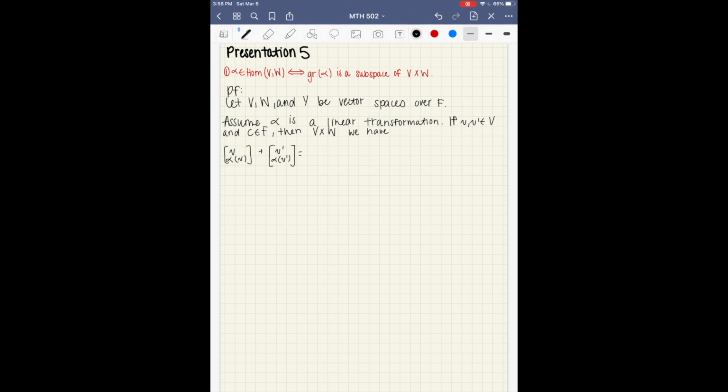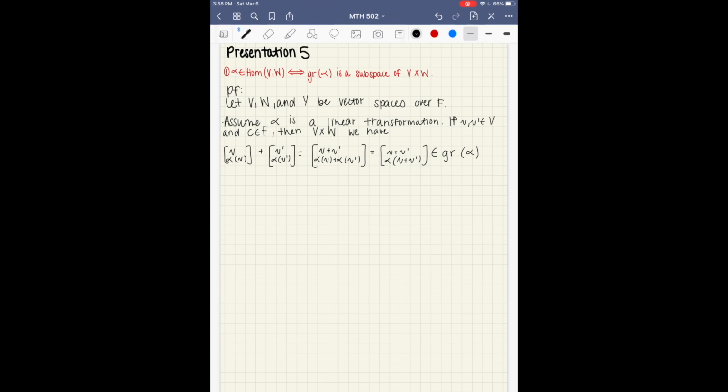would equal, if we combine them, (v plus v prime, alpha v plus alpha v prime), which we can rewrite as (v plus v prime, alpha(v plus v prime)). And this is an element of the graph of alpha. So that shows addition, and now we have to go to scalar multiplication.